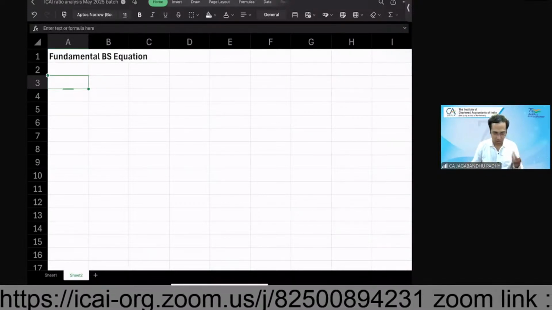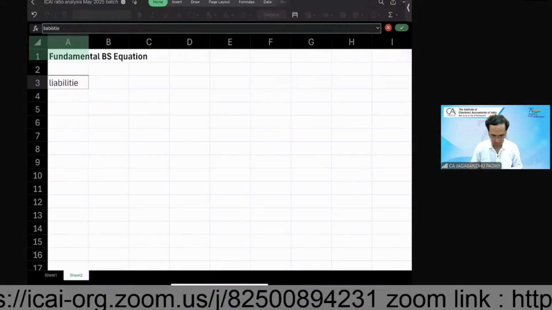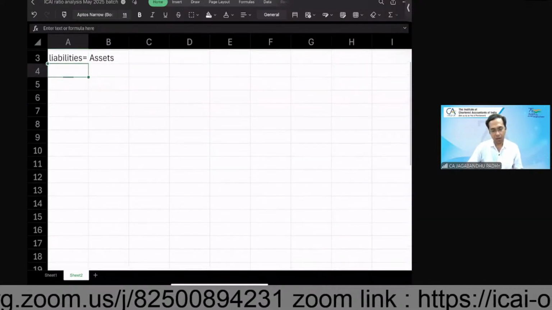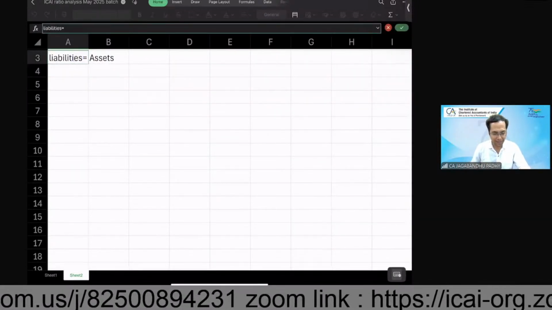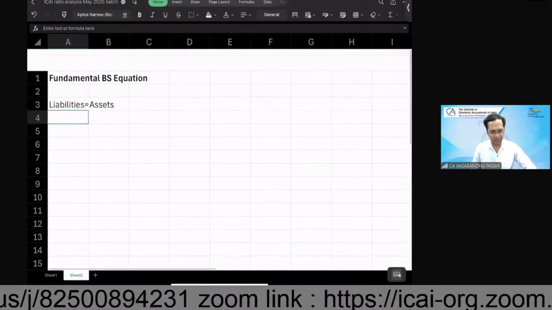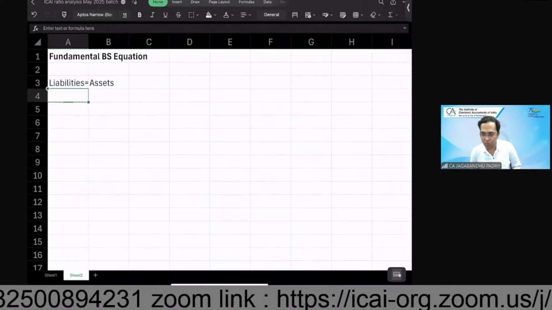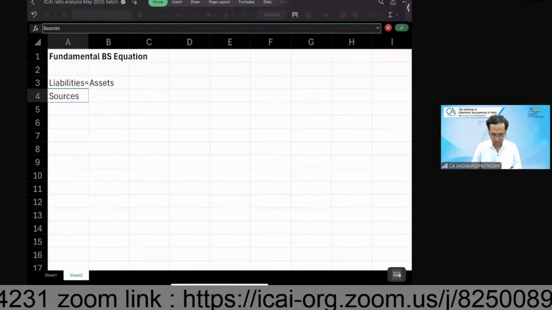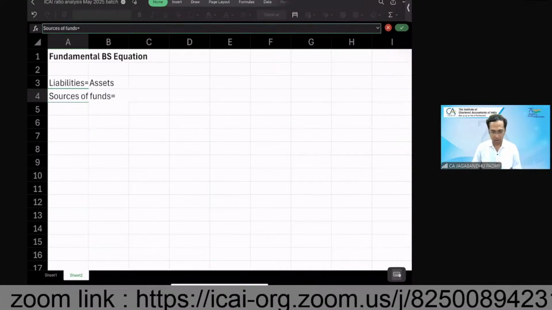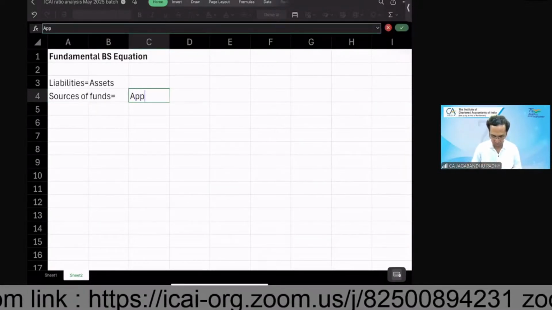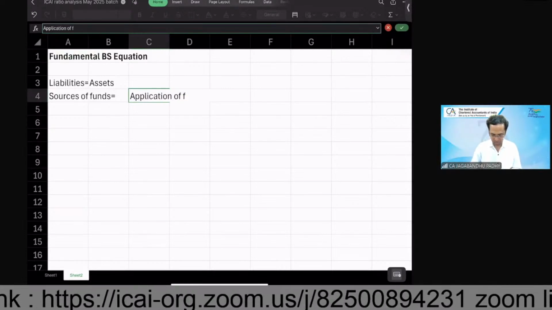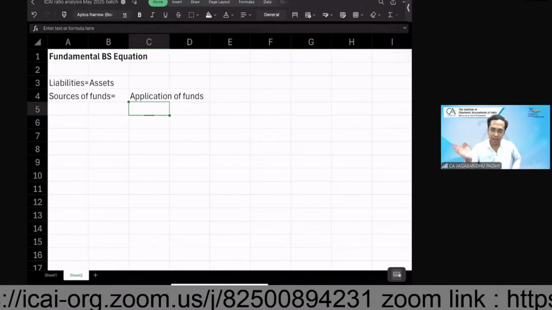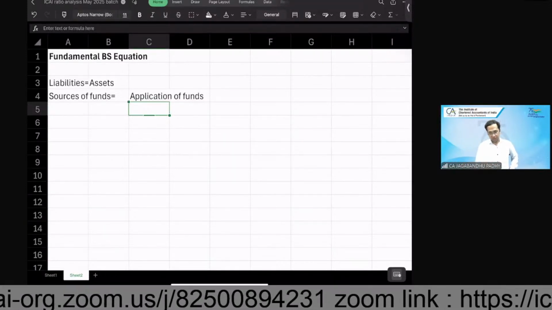Can I say that, like you say, sir, liabilities should be equal to assets of a company? But instead of saying liabilities, let's give them a better name, because I personally don't like this word liability. Neither would any of you love to know what a liability is, right? So instead of liabilities, we'll say sources of funds, and the asset side is going to be application of funds.